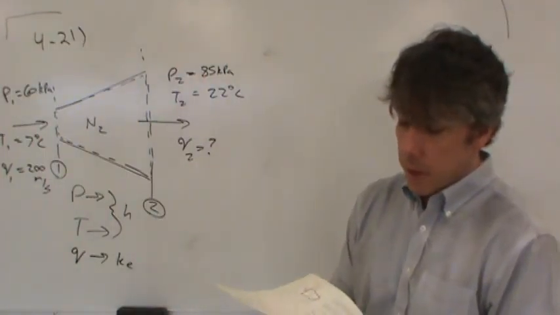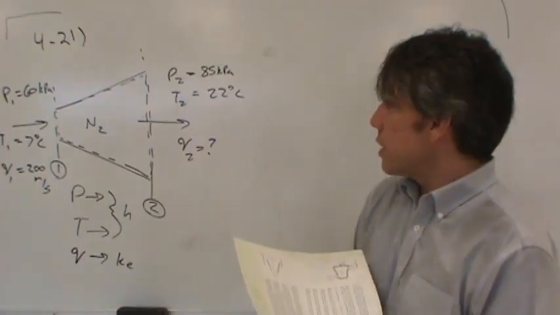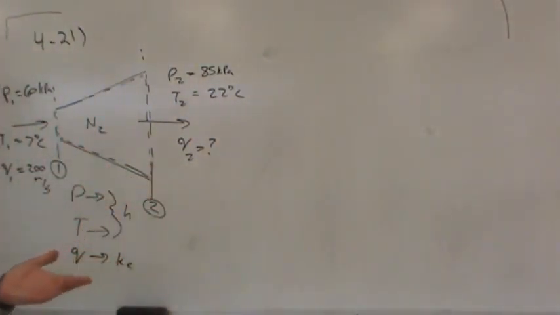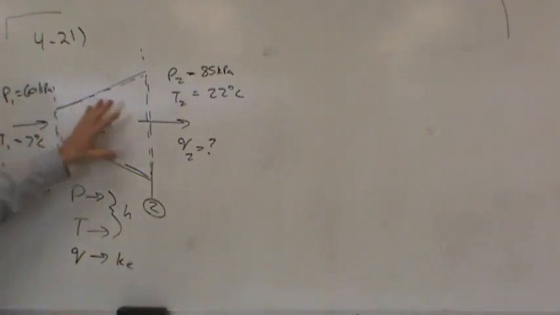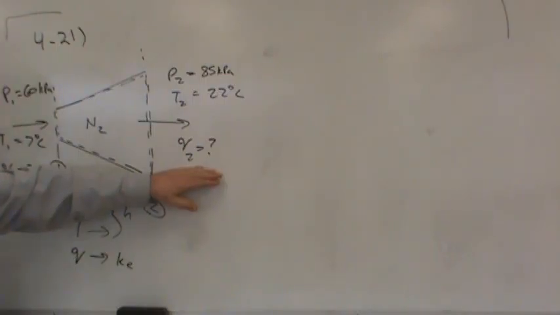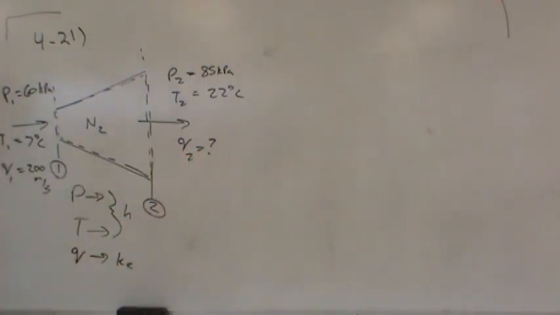All right, so we want to determine the exit velocity of air, and basically we've been dancing around this. We need an energy balance, right? We need to account for how much energy comes in, because that same amount of energy has to leave, but it'll be in a different form. So that's how we can calculate the exit velocity.